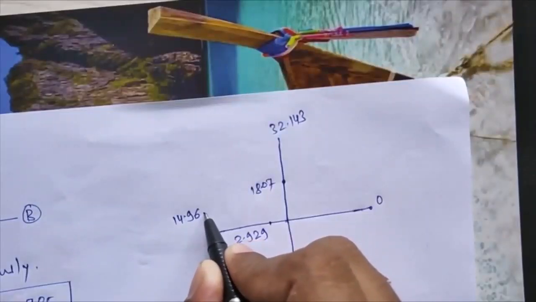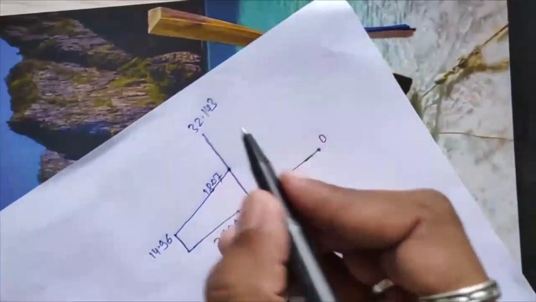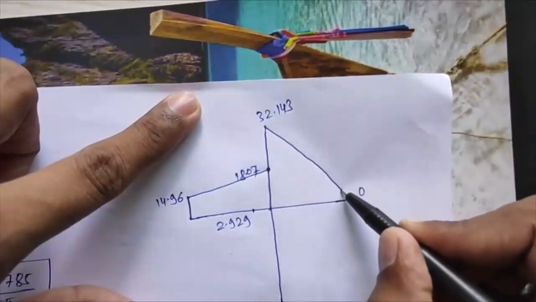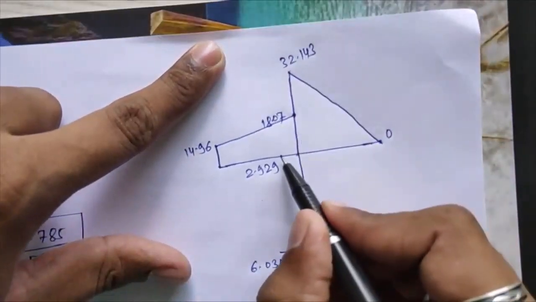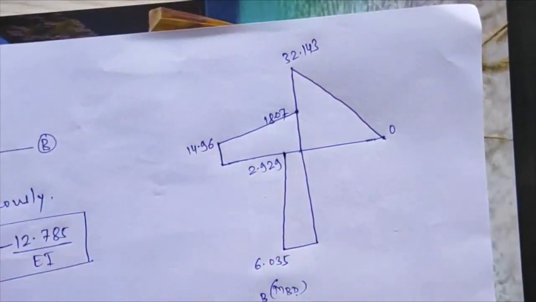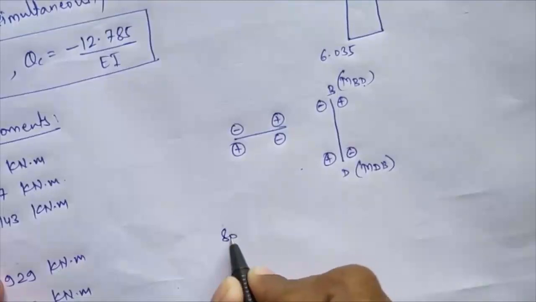See, from 14.96 we are going to 18.07, and then from 32.143 we are going to 0, and from 2.929 we are going to 6.035. So this will be your complete plotting of your support moments over there. Now we'll see for span moments.